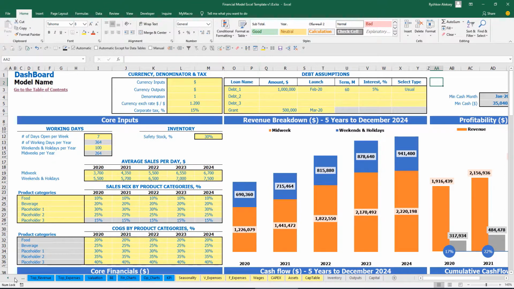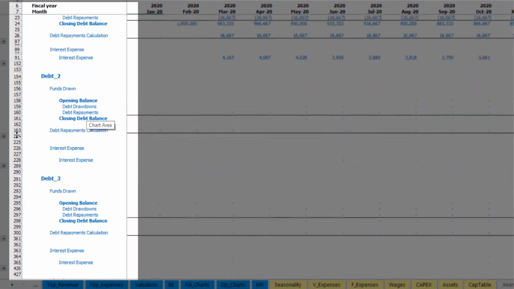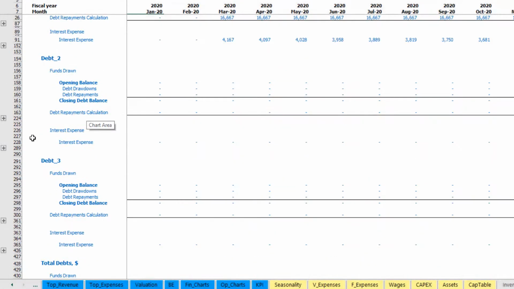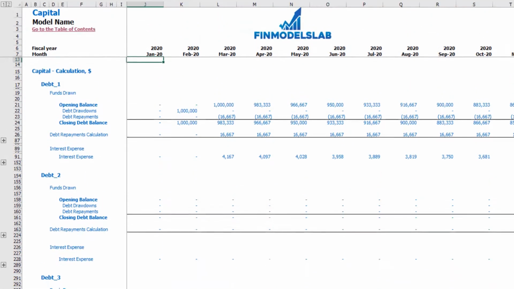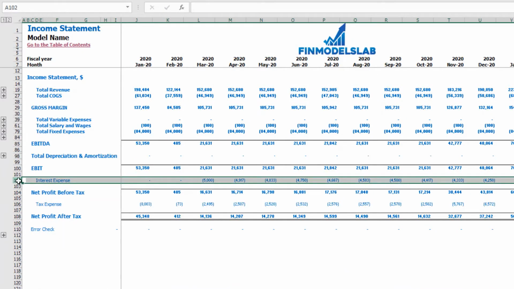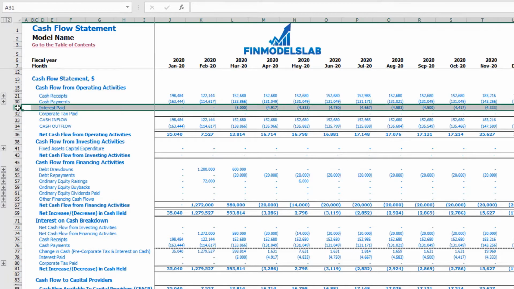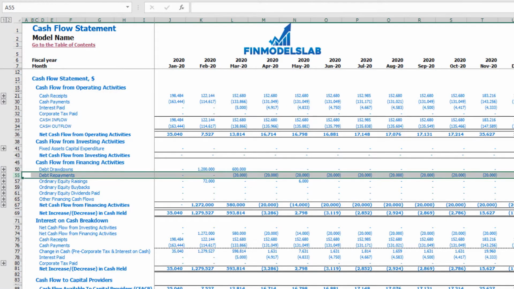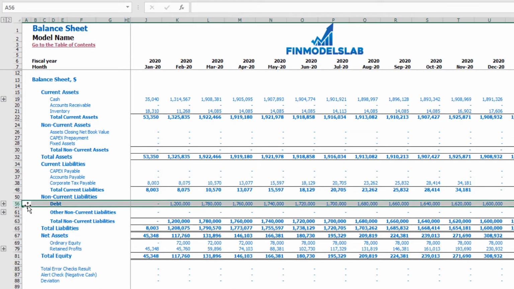So all the calculations of the debts you may see on the capital tab. Calculations for the debt number 1, debt number 2, debt number 3, total debts with grants. These calculations impact the income statement, interest expenses, the cash flow, interest paid, debt drawdowns, debt repayments, and on the balance sheet we have the debt closing balance.